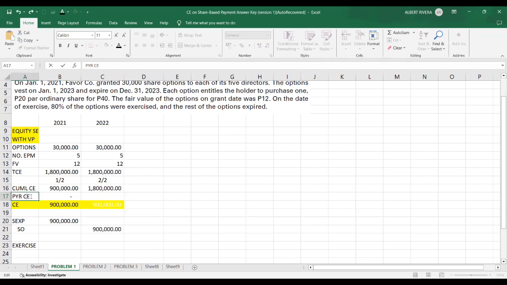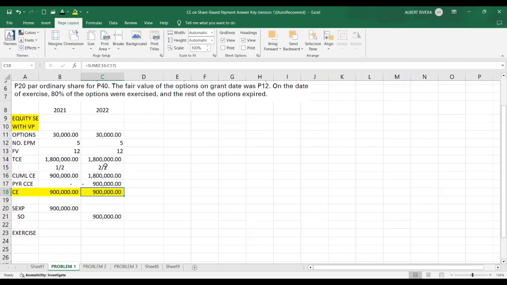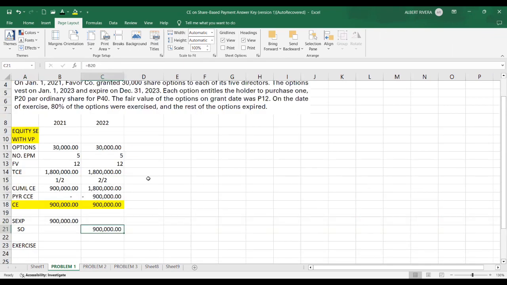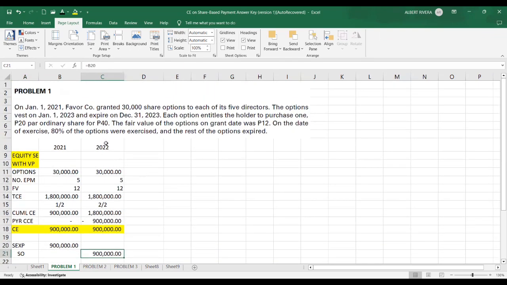Ayusin ko na nga para hindi ka malito. Baka ang gamitin mo lang yung last year lang eh. Prior year's cumulative compensation expense, which is 900,000. So this is now 900,000 also. And the entry for this, that is also salaries expense, debit salaries expense of 900 and credit share options of 900. Okay?